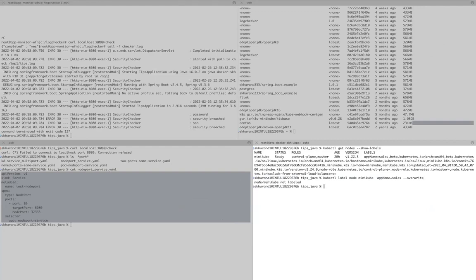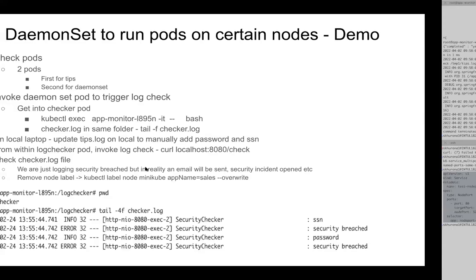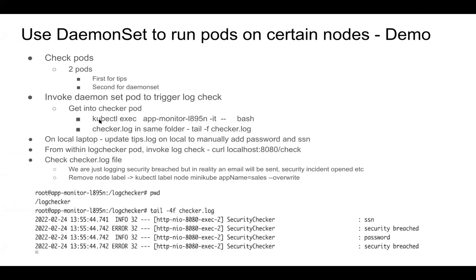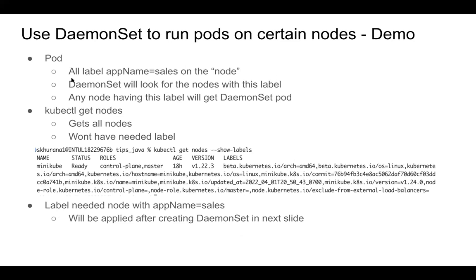Overwrite. Not labeled, not mini cube, not labeled. Oh, sorry. Get, not show labels. Some are still appearing. I think there's some logic in this command, but what I wanted to show you was this. So now I'm going to create a daemon set, right?